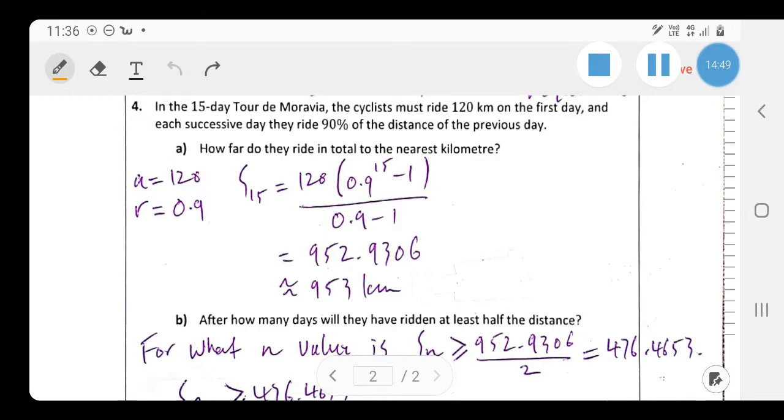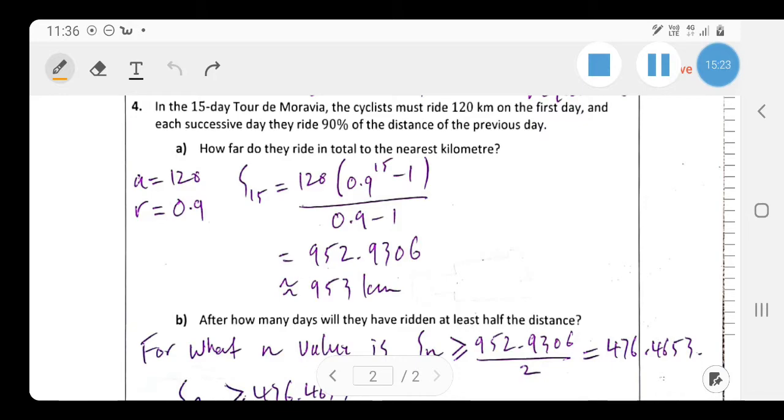Well, this is a summing question. We know that there are going to be 15 terms in our geometric sequence, because it's a 15-day tour. And they are asking for how many kilometers have been ridden altogether. So we need to be able to add those 15 terms together. So we use our formula.